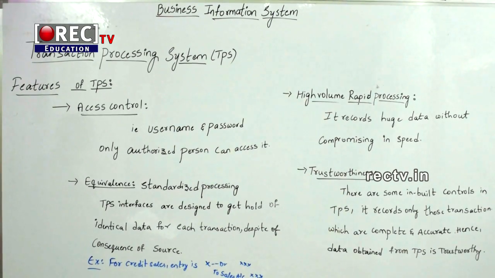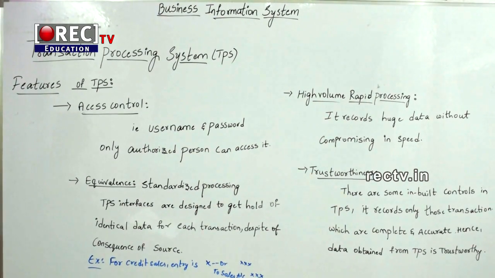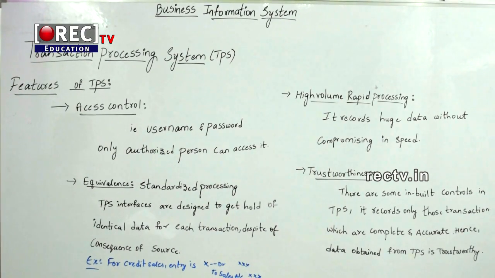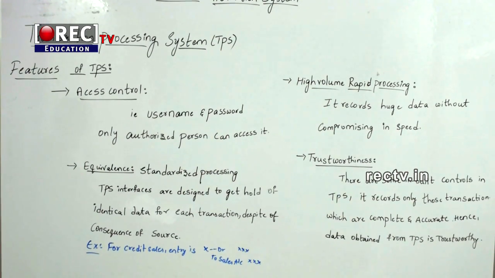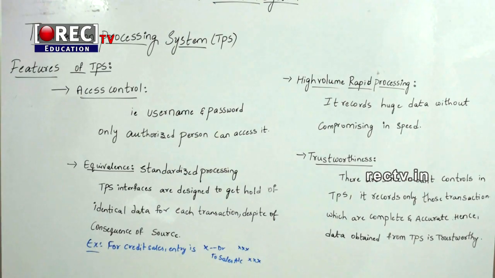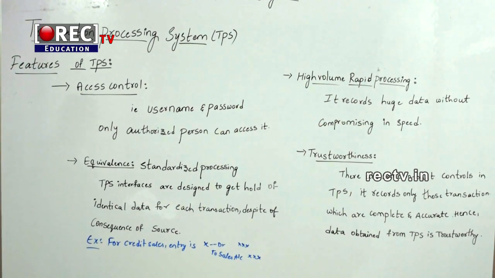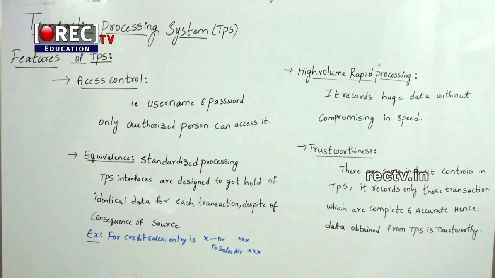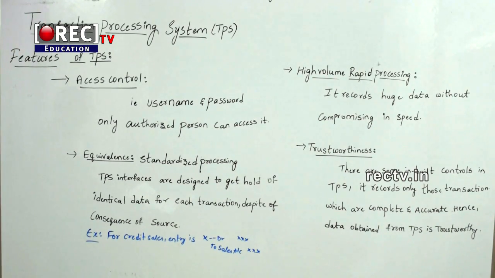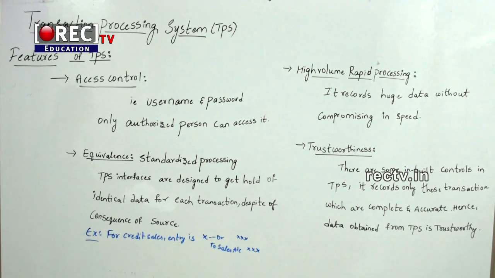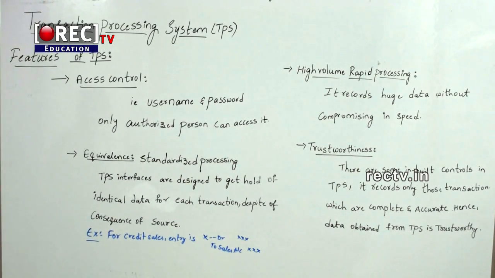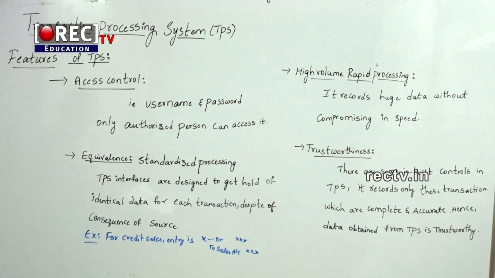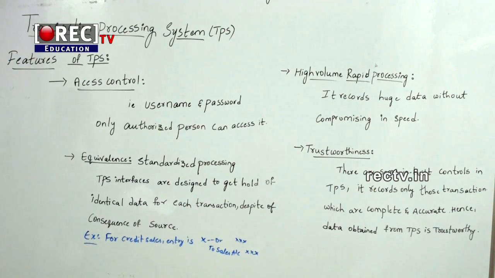Equivalence. It is nothing but standardized processing. TPS interfaces are designed to capture identical data for each transaction regardless of the source. For example, for credit sales, we enter the data as: X debit account, sales account credit. Here the person who is entering the data may change, but the same entry will be made for every credit sales. High volume rapid processing. It records huge data without compromising speed.